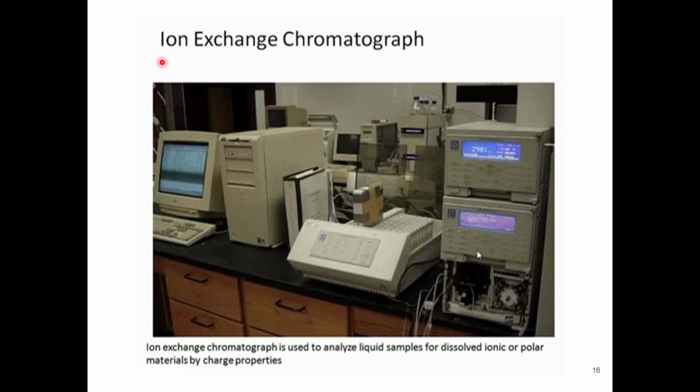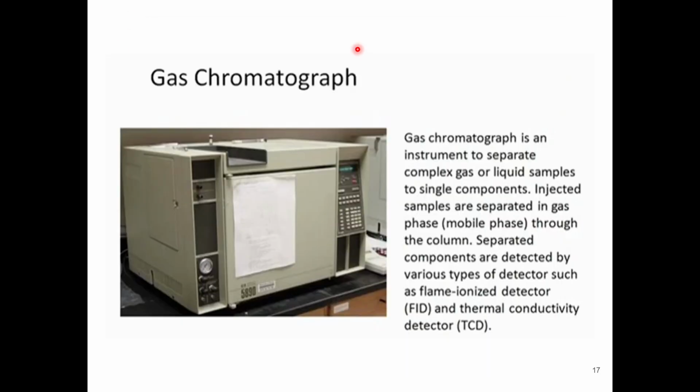One of the techniques is ion exchange chromatography. Ion exchange chromatography is used to analyze liquid samples for dissolved ionic or polar materials by charge properties. As the name suggests, it is used in liquid samples to detect the ionic or polar materials present by virtue of their charge properties. So that is ion exchange chromatography.